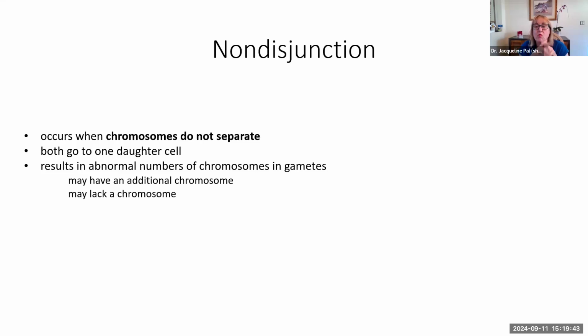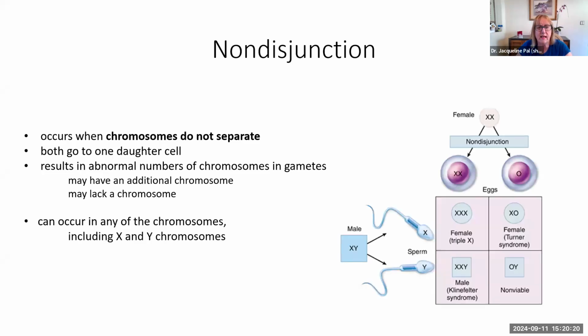This is what happens when chromosomes do not separate from each other and both of them end up going to a daughter cell. And so that results in an abnormal number of chromosomes. If it happens in meiosis, then you have an abnormal number of chromosomes in the gamete, where some are going to have more and some are going to lack some. It could also happen in mitosis, where it would happen to non-sex cells. It's much rarer in mitosis, and it usually ends up in the death of that cell.